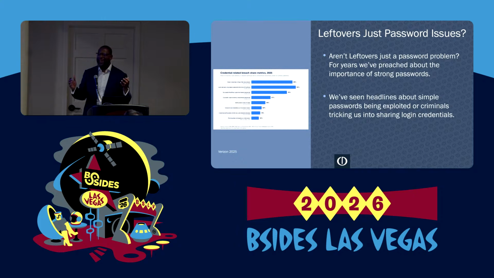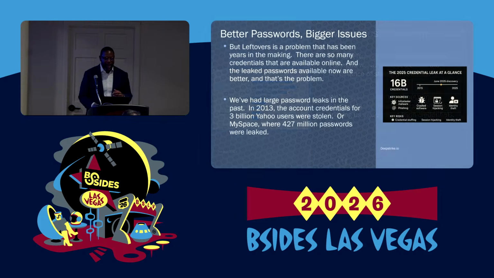And so you may be saying, hey, I think this is just a password issue. This is just the same password problem we've had for years and years and years, right? We've seen the headlines of, hey, there was a simple password, it was exploited by bad guys. What makes this idea of leftovers different? Why are we sitting here listening to a cybersecurity lawyer talk to us about this issue? Why is this important? Well, we're at a perfect storm, right?